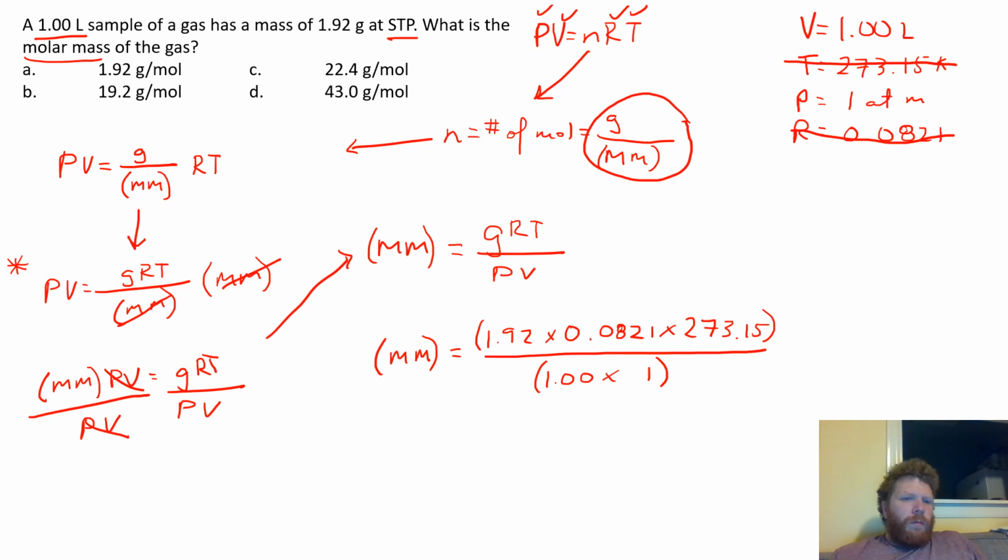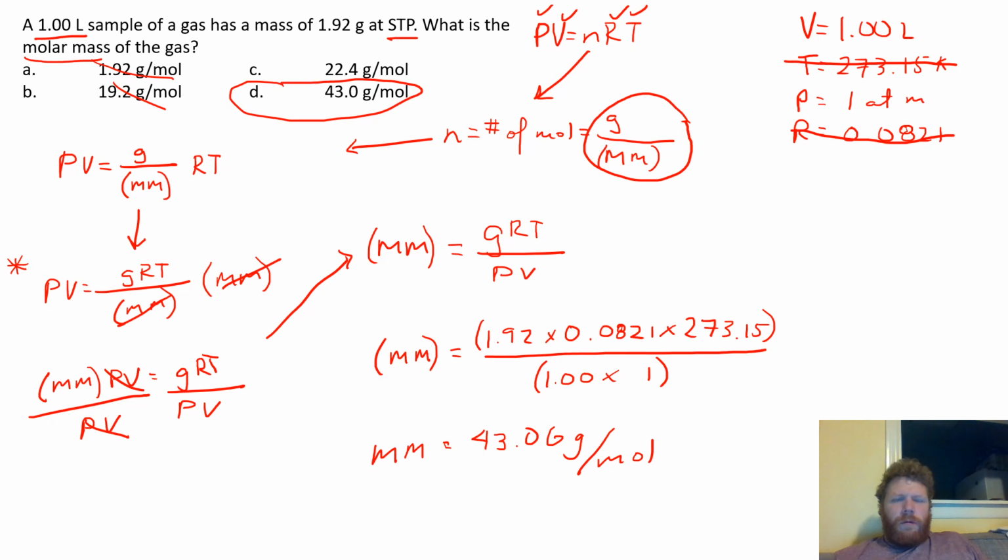So 1.92 times 0.0821 times 273.15 equals our molar mass of 43.06 grams per mole. So of our answer options, 1.92, that's off the table, 19.2 off the table, 22.4, D, 43.0 is our correct answer.